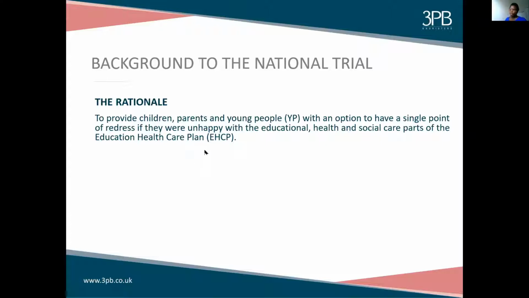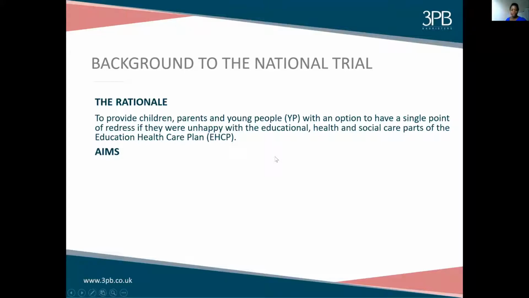So this was to provide an opportunity of, instead of you having to navigate the tribunal process for education, and then on top of that, enter into various long-winded routes of complaints processes of the different social care and medical divisions, this was to provide a one-stop shop to the process where education, health, and social care needs and provision were to be addressed all at once.